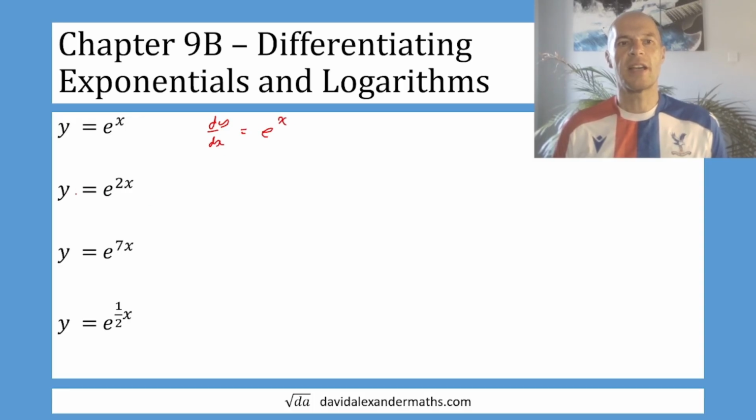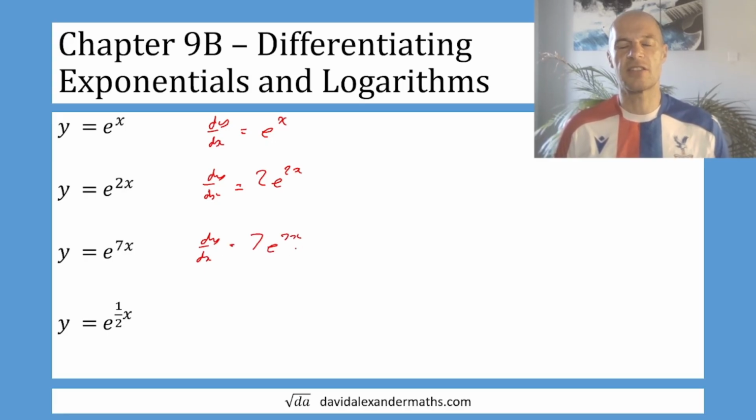What about if y is e to the 2x? Well, hopefully you know that dy by dx is 2e to the 2x. So if y is e to the 7x, then dy by dx is 7e to the 7x. Now, in year 12, you're probably simply thinking that the derivative is just the function, but you just put the number, in this case 7 at the front, or 2 at the front.